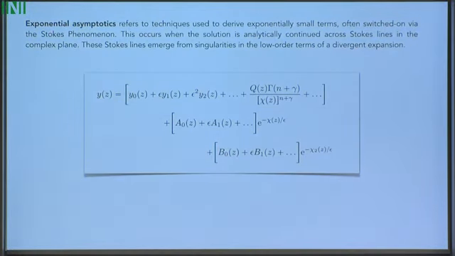Exponential asymptotics refers to techniques used to derive exponentially small terms, often switched on via the Stokes phenomenon. This occurs when the solution is analytically continued across Stokes lines in the complex plane. These Stokes lines emerge from singularities in the low-order terms of a divergent expansion. So there's a lot of terminology here to unpack. Let's point out a few.